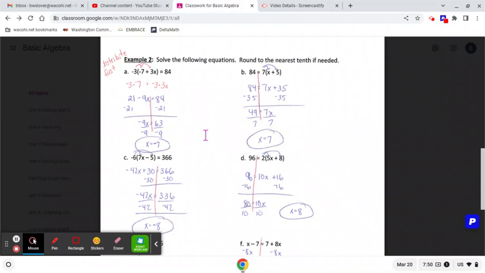So example 2, these are a little bit more complex only because I have to distribute and I might have higher numbers, like I have 366. But the process is still the same. Okay? Distribute, get all your variables on one side, get your constants on the other, and solve. So the process is the same on all of these. If you have any questions, make sure you stop in and let me know. But otherwise, today we were just focusing on solving equations. You've got to do the inverse operations of everything.